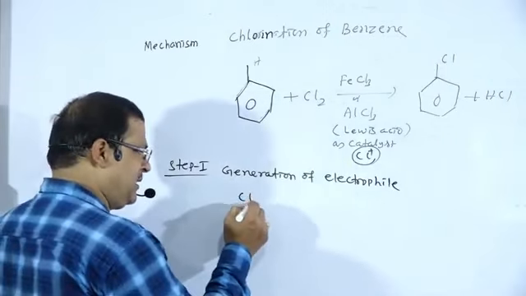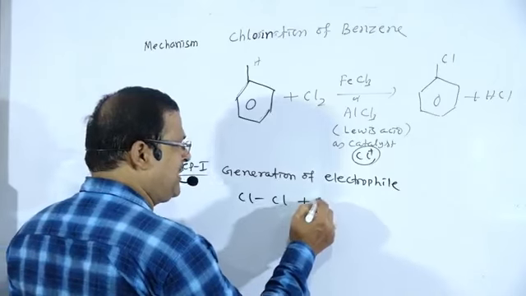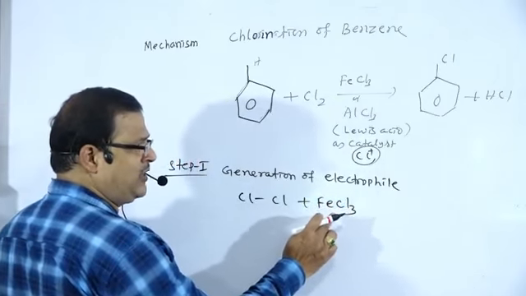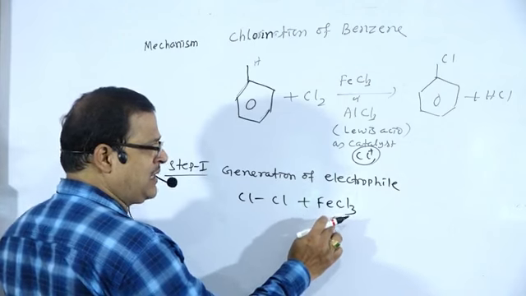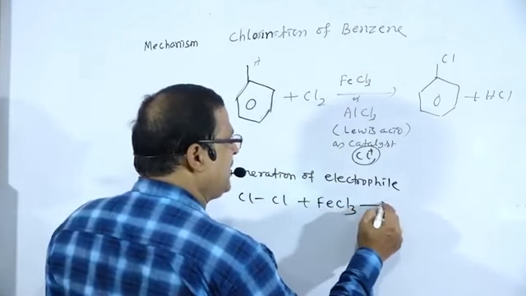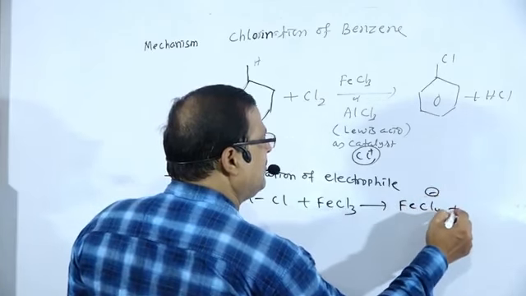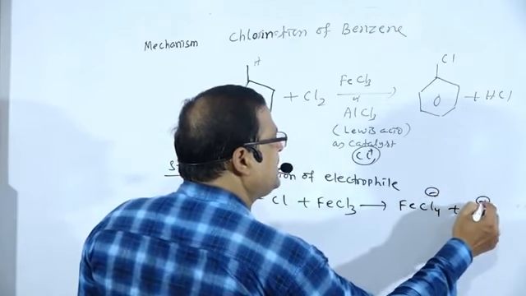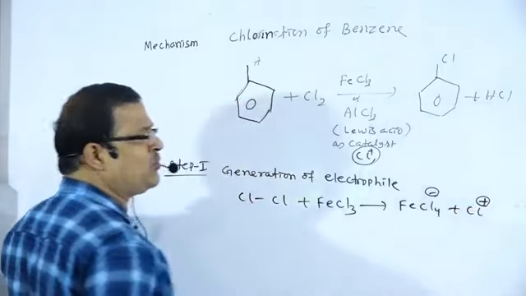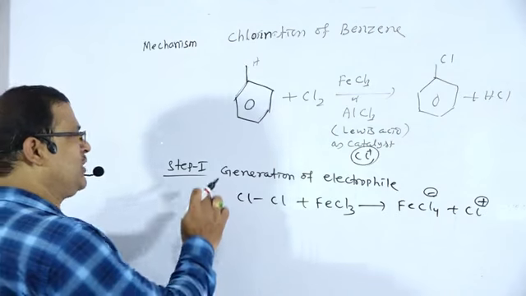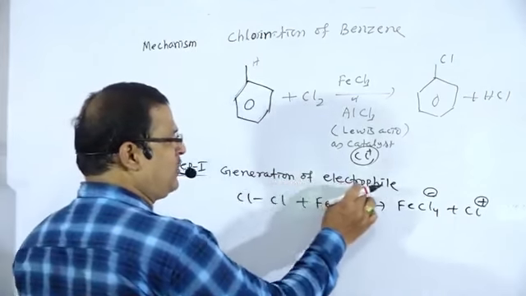Cl-Cl bond that has been treated with FeCl3, a Lewis acid, an electron deficient molecule that will act as a catalyst. So that gives FeCl4 minus plus Cl plus. This Cl plus will act as the electrophile. So in the first step, there is the generation of the electrophile.